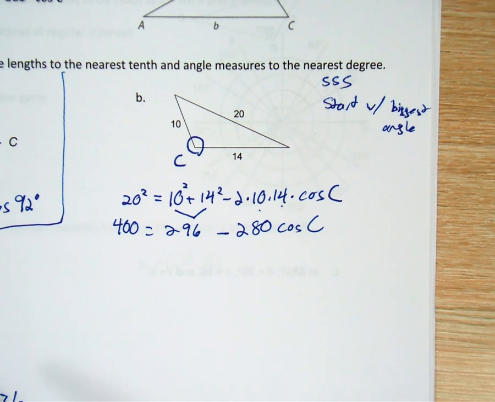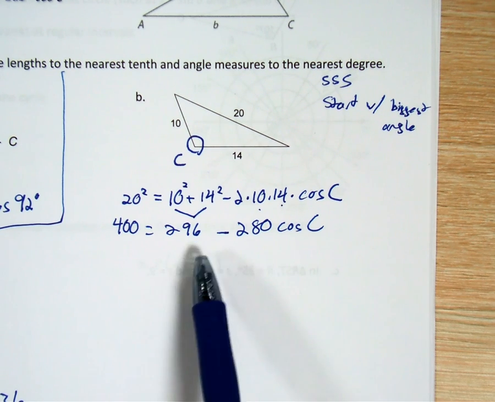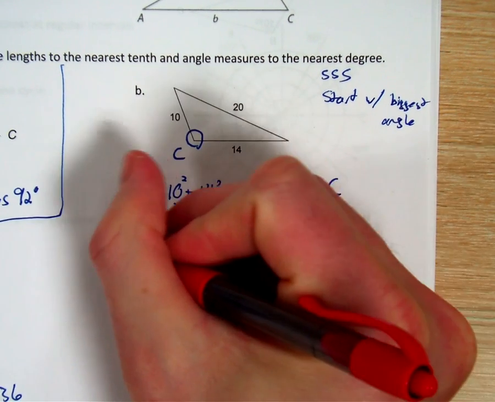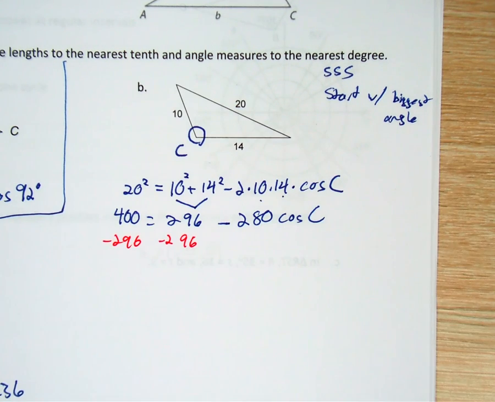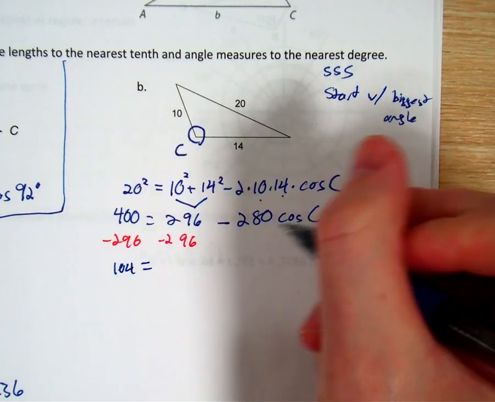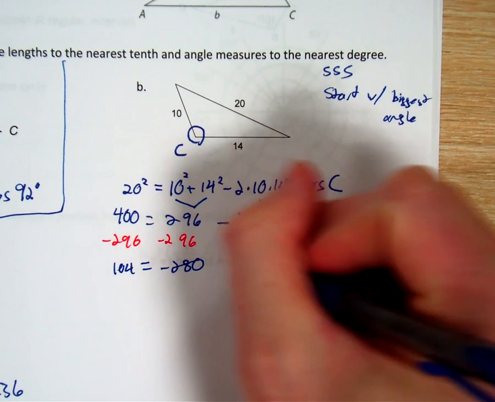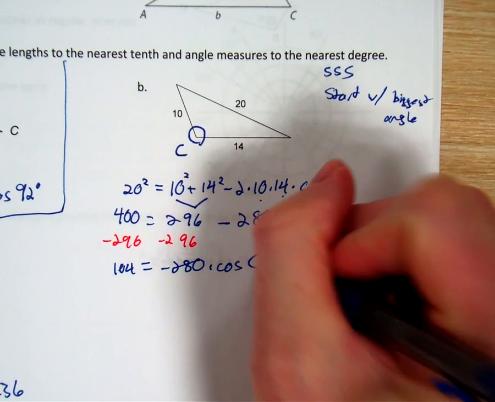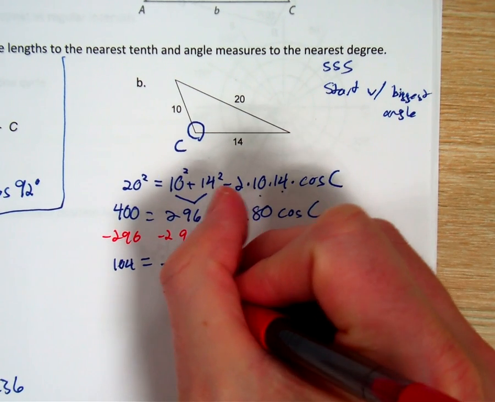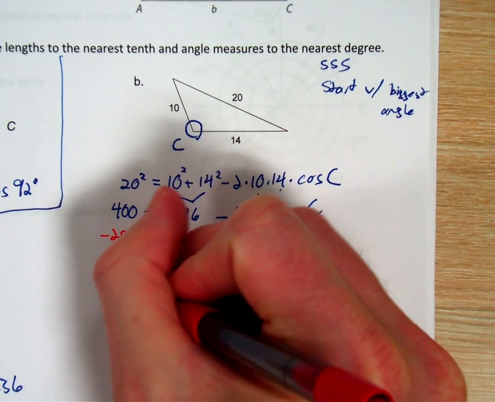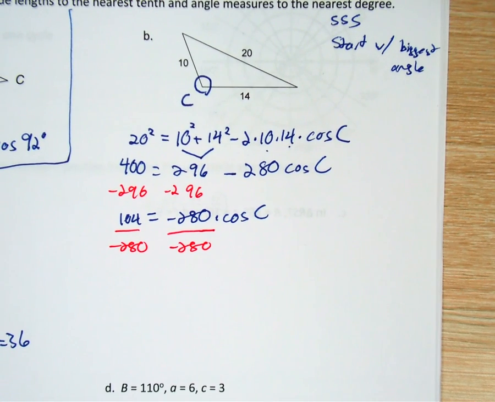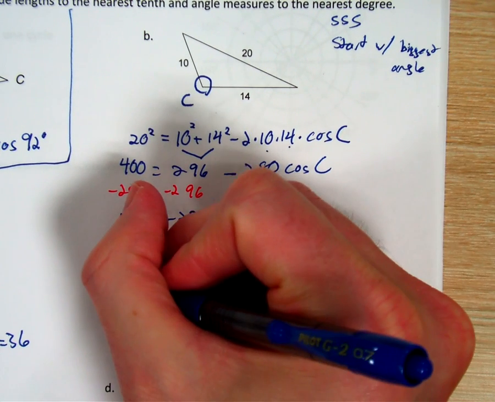So if I can't combine these, let's start moving this over. Minus 296. So this is a 104, negative 280, cosine C. Then we'll divide by the negative 280. Okay, 104 divided by negative 280, it's about negative 0.3714.